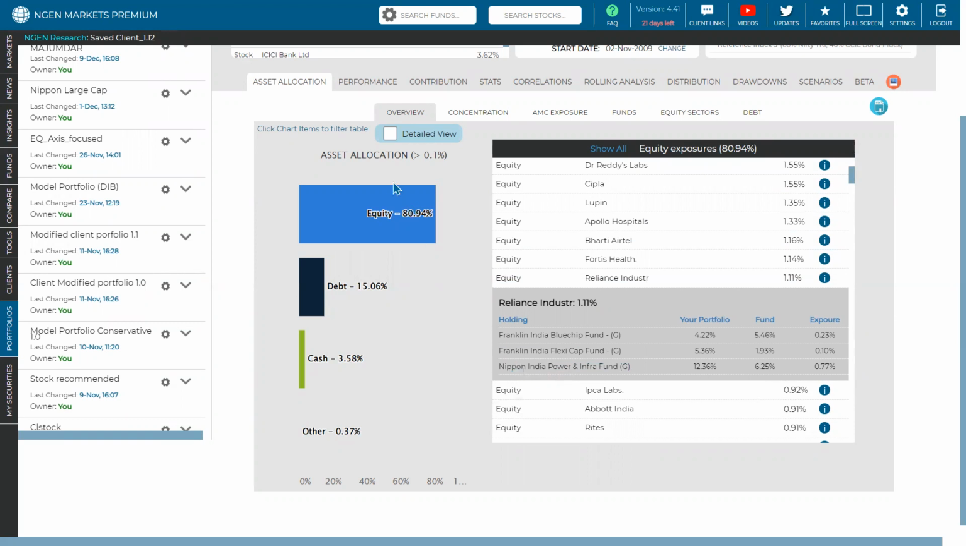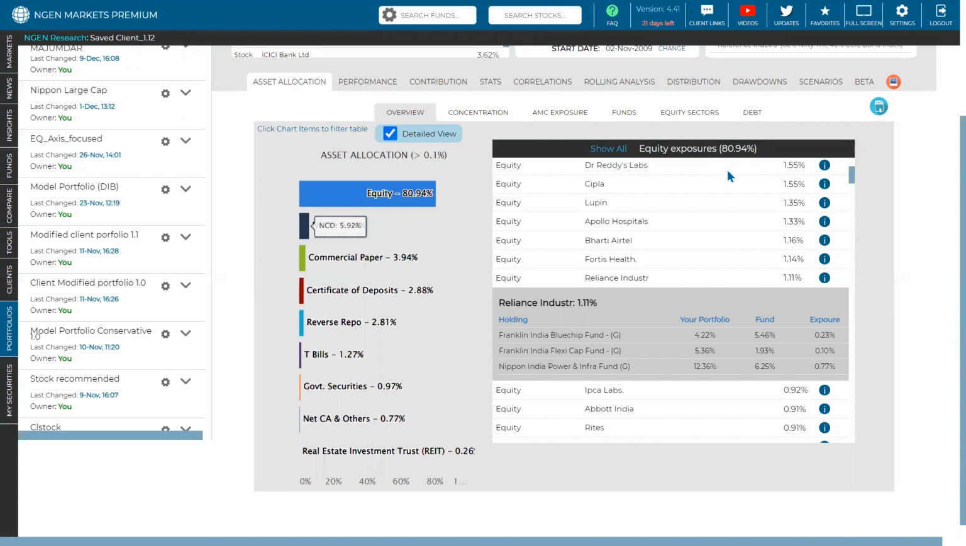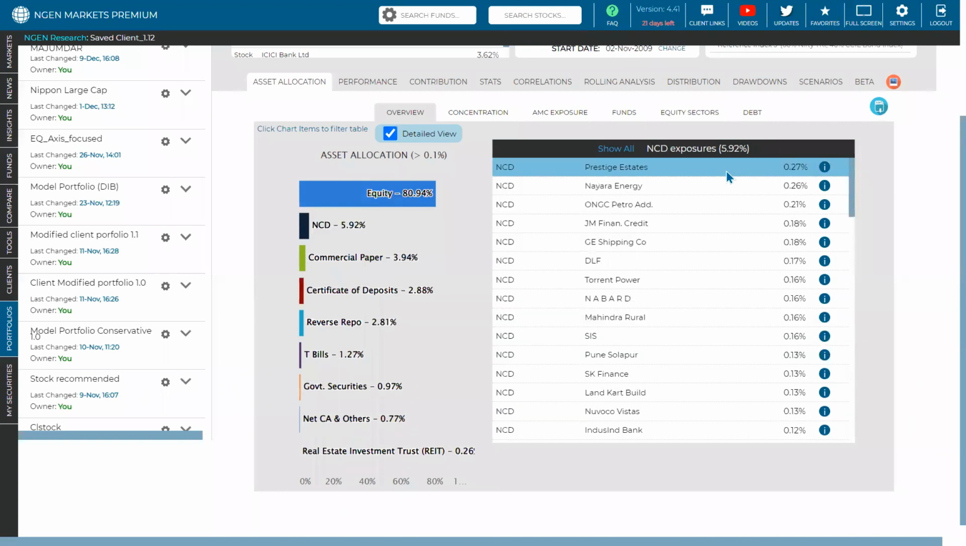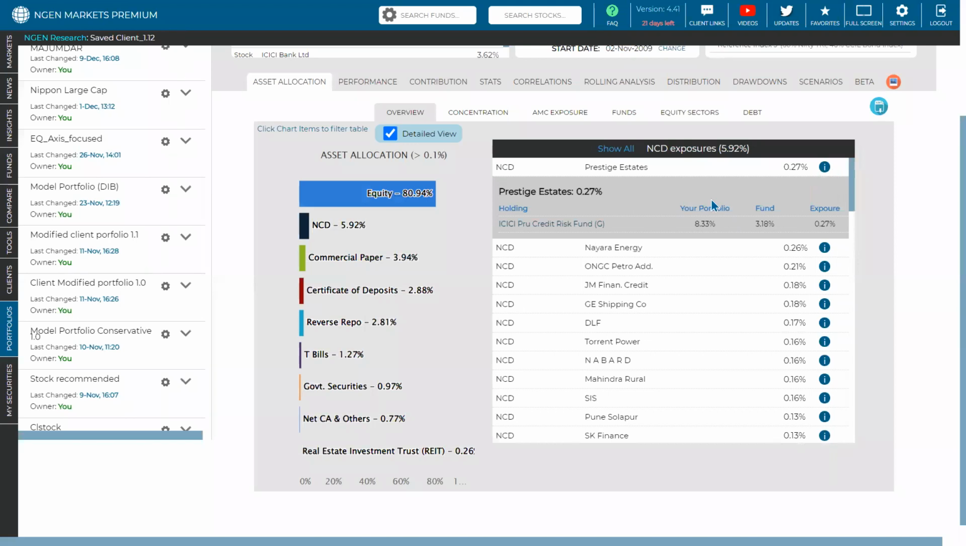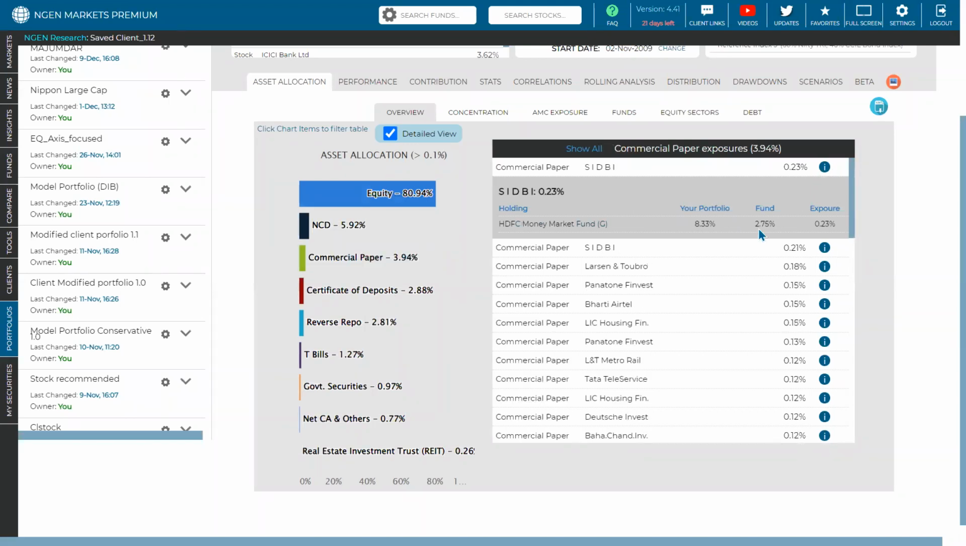And here you can also take a look at the detail view. Now we have added a couple of debt components due to the debt funds. When you click on this detail view, you can see some exposures of NCD, commercial paper, CDs, right? So when you click on NCDs, you can see which particular mutual fund these NCDs are coming from. Now you can click on this I button to see that it's through ICICI Prudential Credit Risk Fund. For commercial paper, you click on this and you can see it's from a money market fund, HDFC.